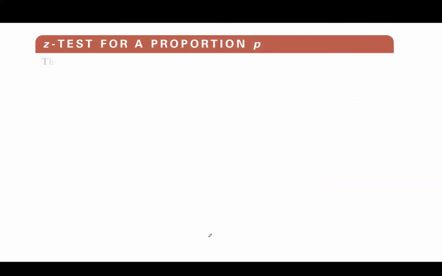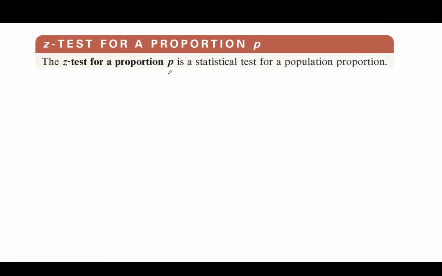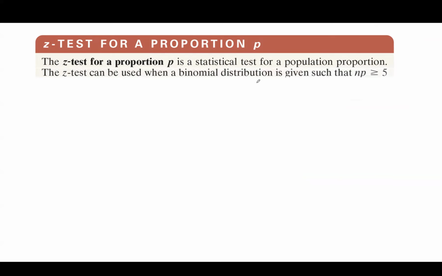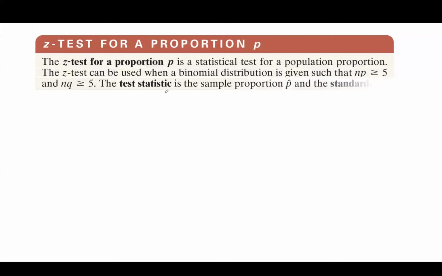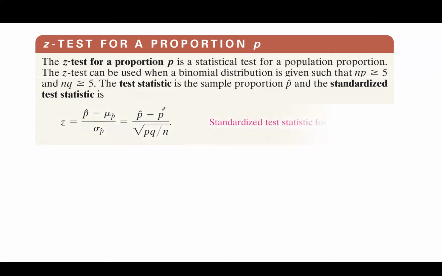Z-test for proportion p. A Z-test for proportion p is a statistical test for population proportion. The Z-test can be used when a binomial distribution is given such that the normality is met. The test statistic is the sample proportion, p hat, and the standardized test statistic is defined as p hat minus p divided by the square root of pq divided by n. This is the standardized test statistic for population proportion p.